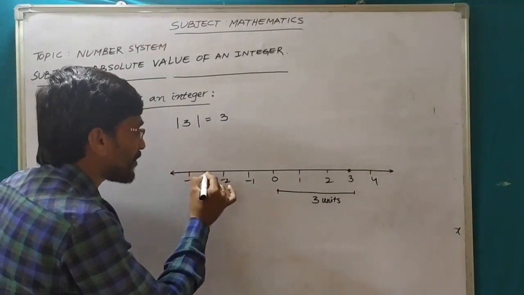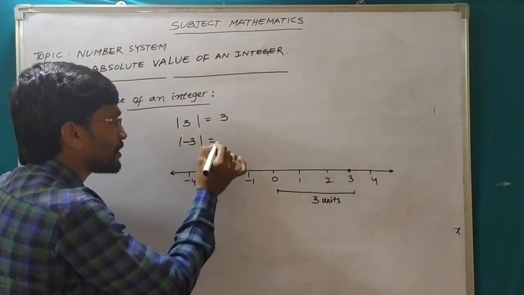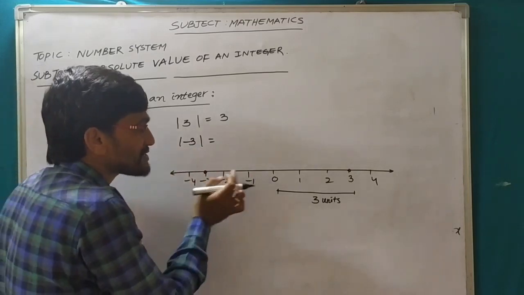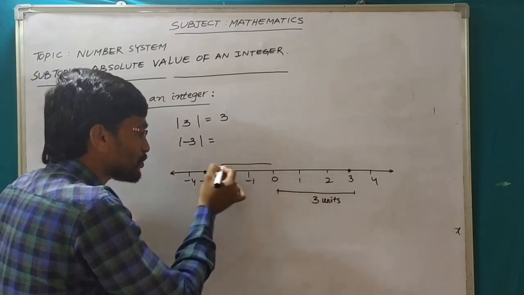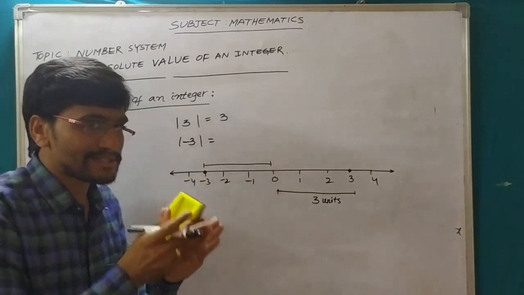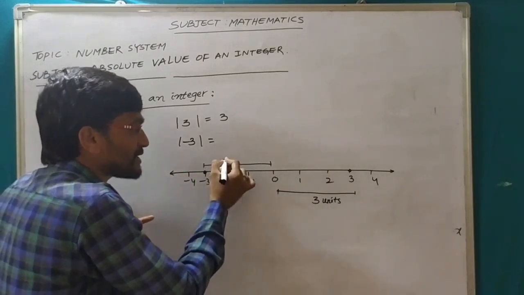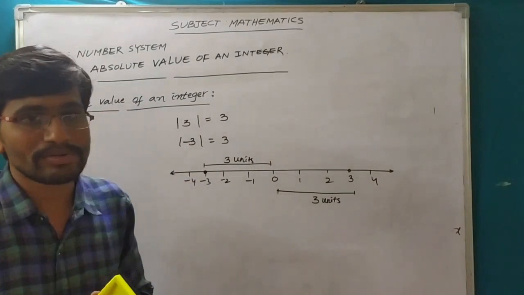What is the absolute value of the integer minus 3? Modulus minus 3, we read that as modulus minus 3. Which is also the distance from 0 to minus 3. So what is the distance from 0 to minus 3? Distance can't be negative, so the distance from 0 to minus 3 is nothing but 3 units. So modulus minus 3 is equal to 3.